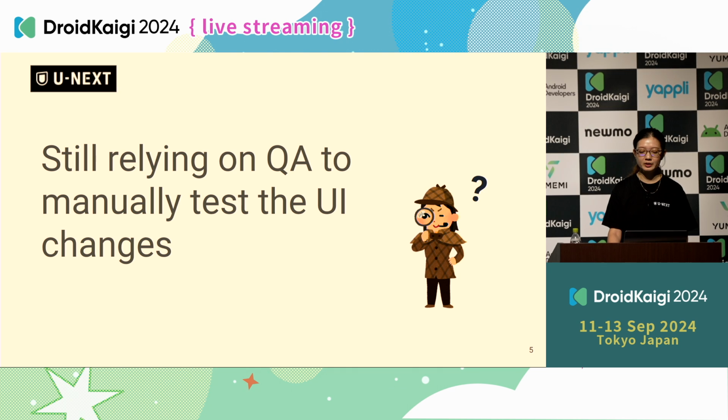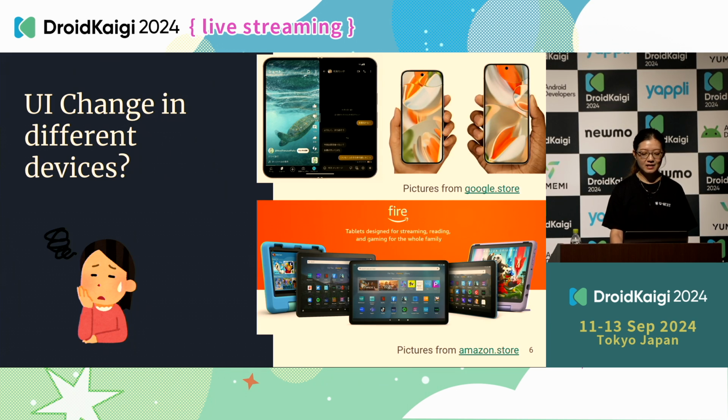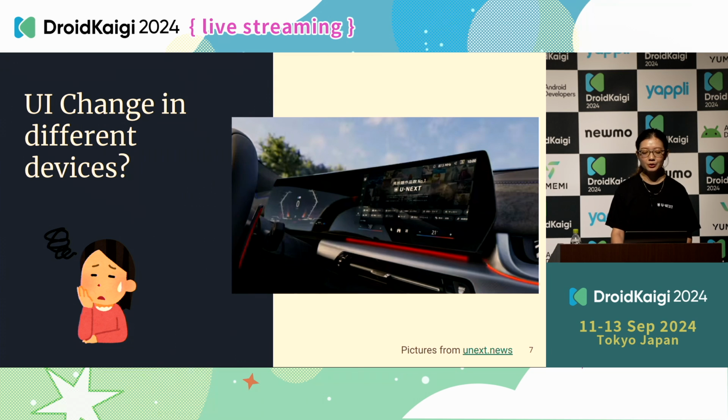Let's address more challenges we face when dealing with UI changes. I think it's not just in Unix. All Android developers face the challenge of ensuring UI changes work across a wide variety of screen types, such as phone sizes, tablet sizes, and even foldable sizes. Additionally, we may also encounter non-standard screens, like in-car devices.